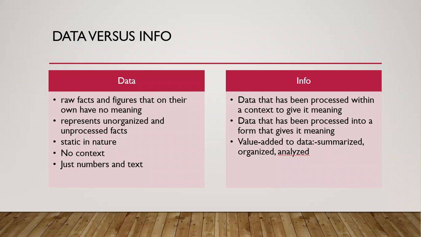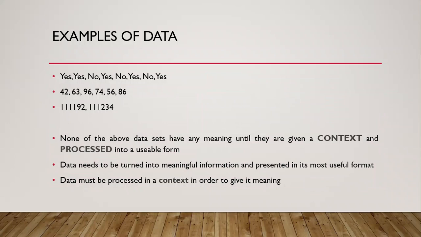Okay, let's try to see the examples of data. For example, you have yes, yes, no, yes, no, yes, no, yes responses from the users. Or you have only 42, 63, 96, 74, 56, 86, and these two numbers also. So what can be said about this data?